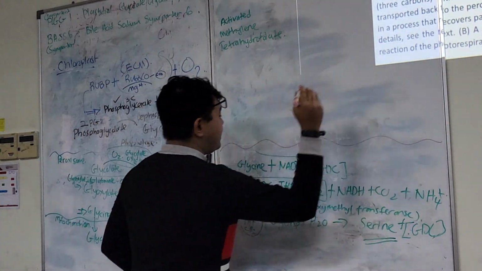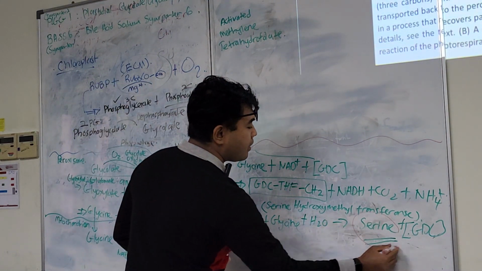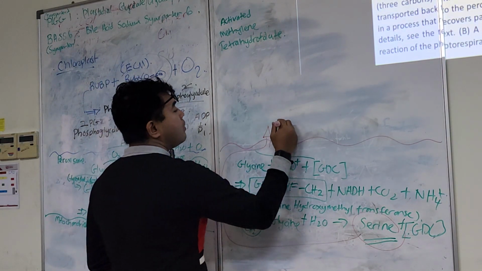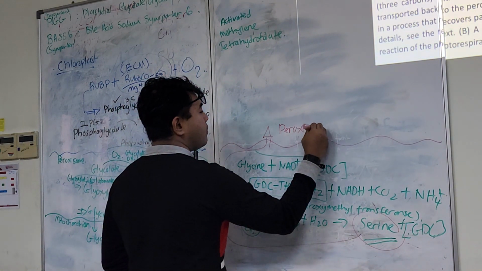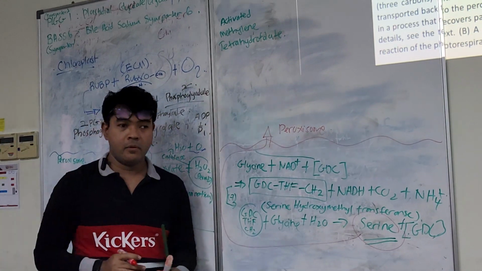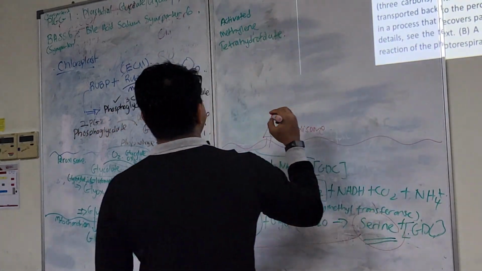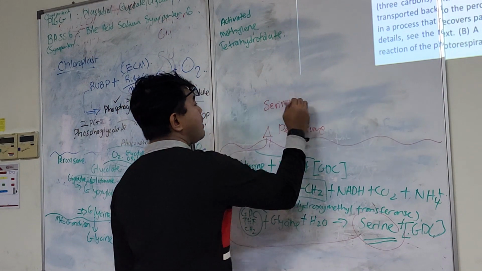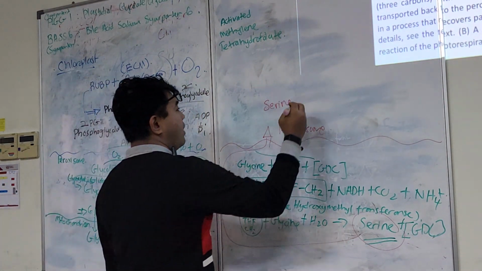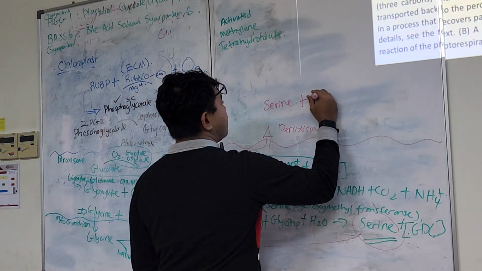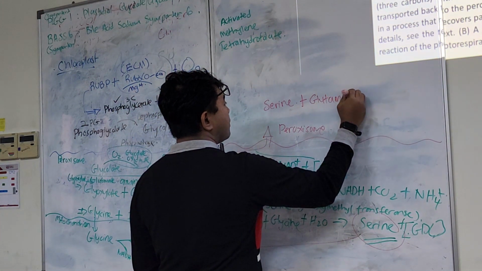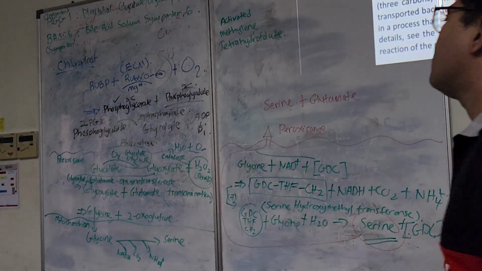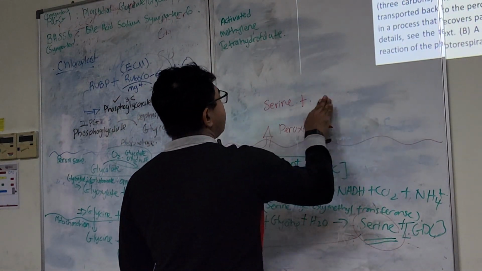Oh, this is smooth. Now, this serine here needs to exit the mitochondria. Now go where? Go back to the peroxisome. Now we are in the peroxisome. What happens now? In the peroxisome, serine can again react with what? Glutamate to produce what? Sorry, not glutamate.